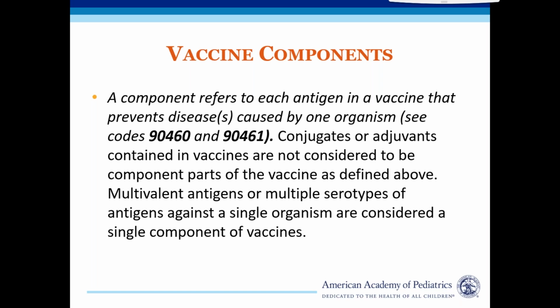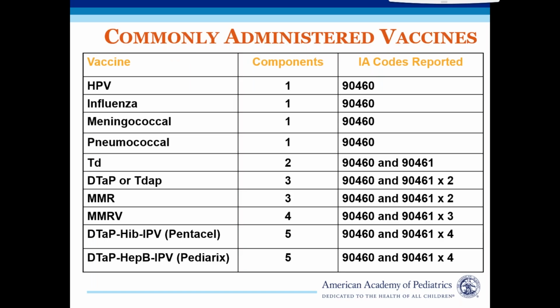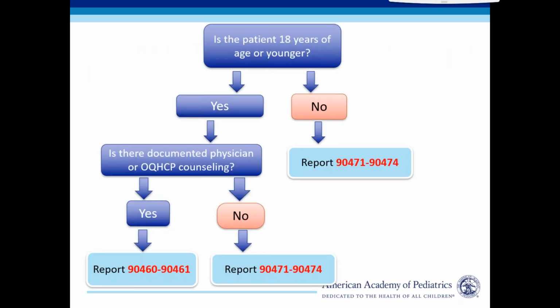Another question that we still get is what's a component? So a component refers to each antigen in a vaccine that prevents a disease caused by a single organism. Conjugates or adjuvants contained in vaccines are not considered to be components. So let's take a look at what that looks like. So HPV has one component. That is reported with CPT code 90460 when that vaccine has also been counseled on. Versus a TD, which has tetanus and diphtheria. That's considered a 2-component vaccine. So we have our 90460 and our 90461 so long as we have documented counseling. Now the pneumococcal we know is a 13-valent. So that still is, though, a single organism. It's still just the pneumococcal. So that'll only be a 1-component vaccine with a 90460.